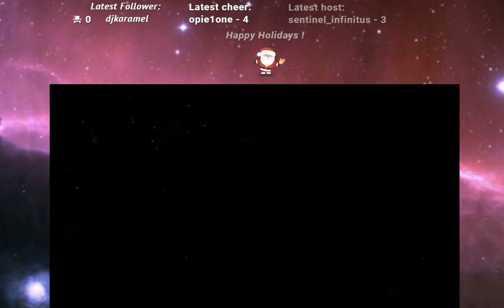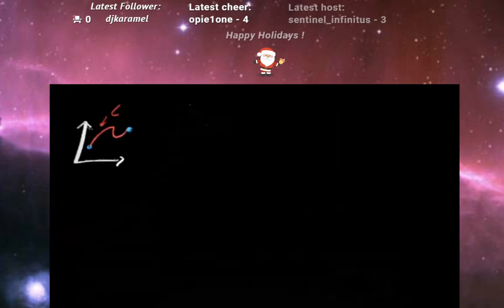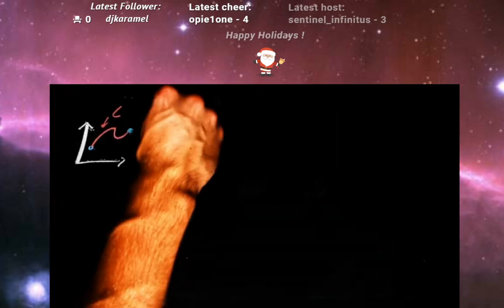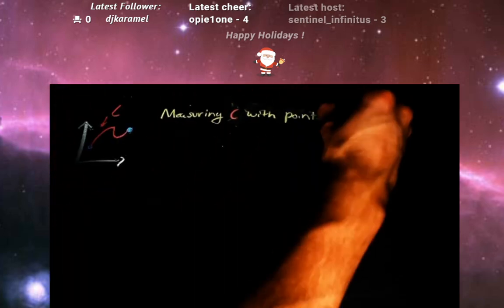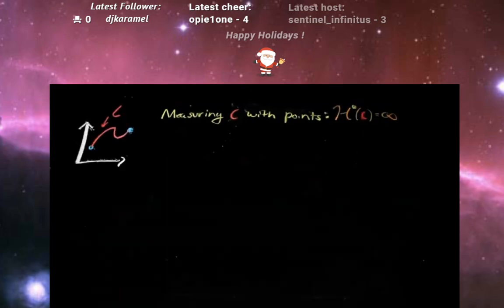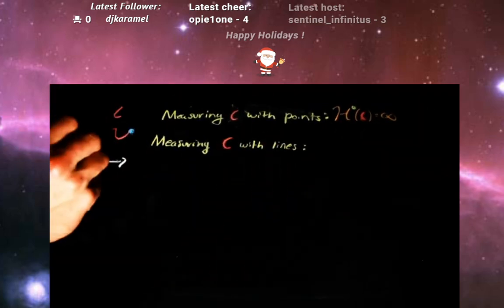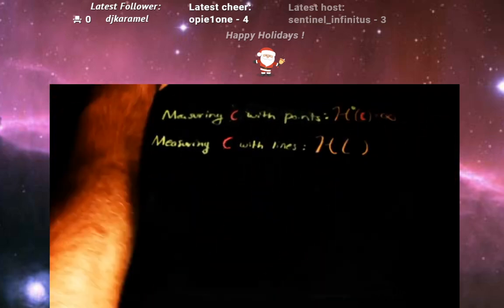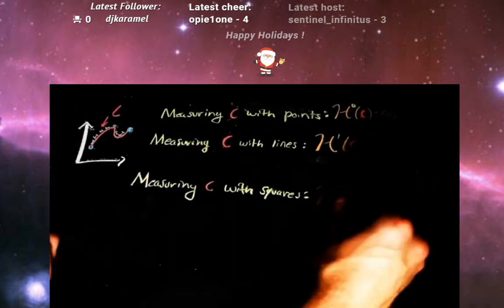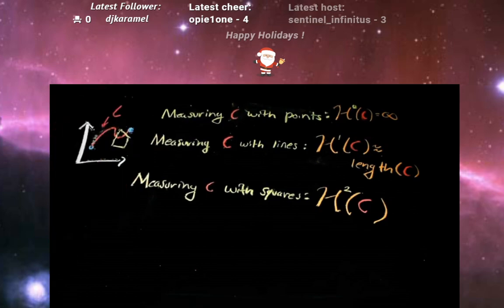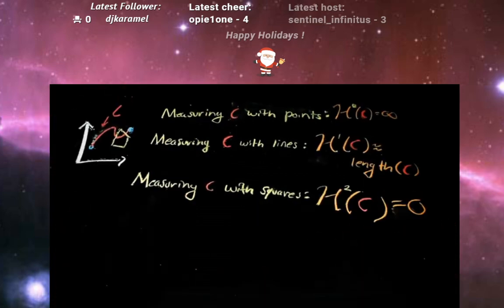To start to understand this a bit more, let's look at a curve and call it C. If I were to just measure C with points, there would be infinitely many of them, which isn't super satisfying. And if we tried to measure it with another line, then we would have something akin to its length. However, if I tried again to measure it with anything higher dimensional than a line, like squares, I would have 0 squares in my line.